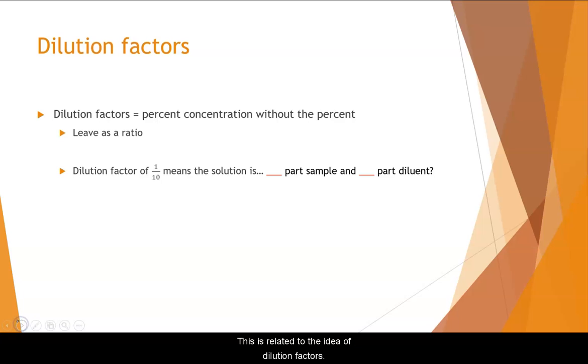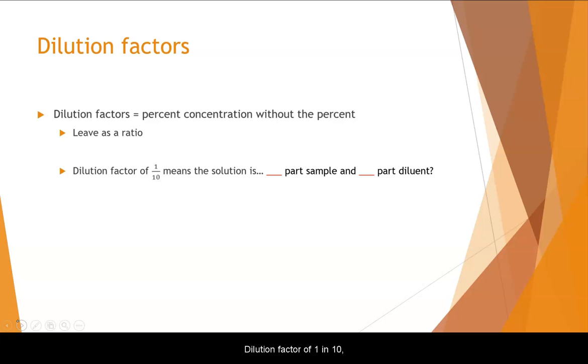This is related to the idea of dilution factors. So dilution factors are the percent concentration without the percentage. So it's just that fraction of medicine or reagent part divided by the total. So we leave them as a ratio. We leave them as a fraction.